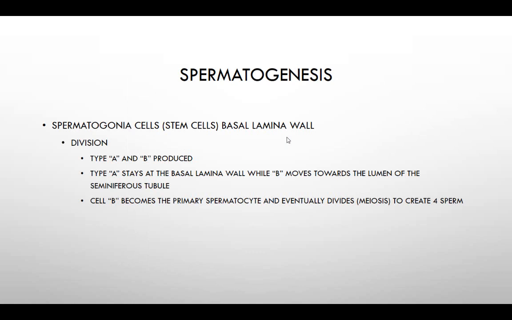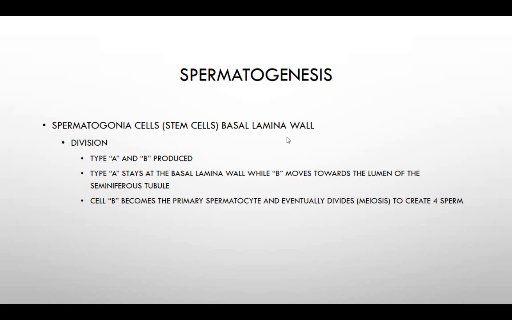So what happens here, I'm going to show you a picture of this, but basically spermatogonia cells go through division, and they produce a type A and a type B cell. The A cell will stay back at the wall, while the B moves towards the lumen, or the space of the seminiferous tubule. So just like mitosis, one of these spermatogonia cells stays back, and the other one moves out. Eventually the one that moves away, cell B, becomes the primary spermatocyte and eventually divides via meiosis to create 4 sperm with only 23 chromosomes.